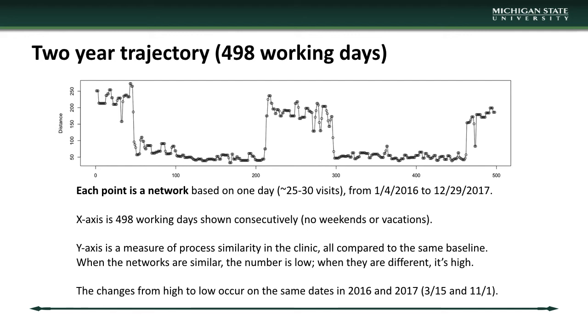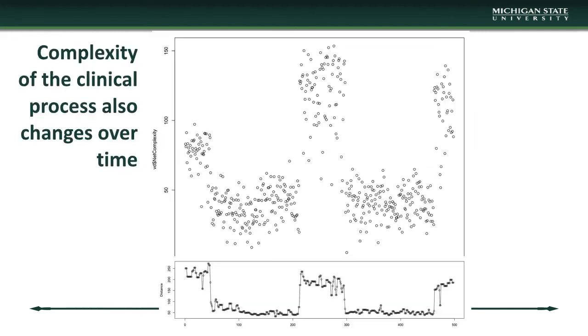right? And then there's these phases it goes through, and the changes from more to less similar occur roughly on March 15th and November 1st. Not just 1 year, but repeatedly in both years. So it's kind of a mystery. We showed this to the dermatologists, and they had no idea. So it's a fascinating mystery about why this happens.